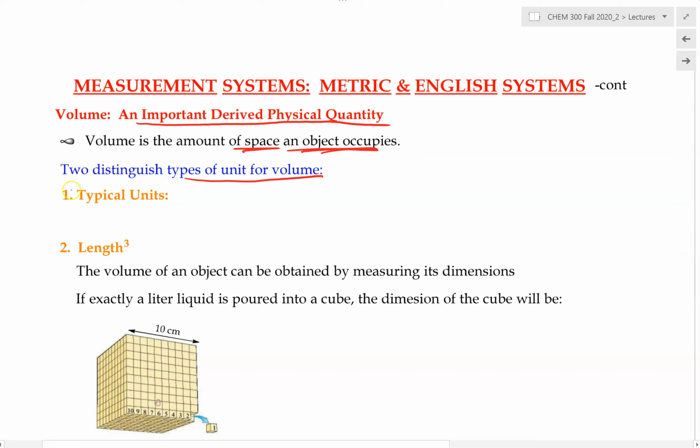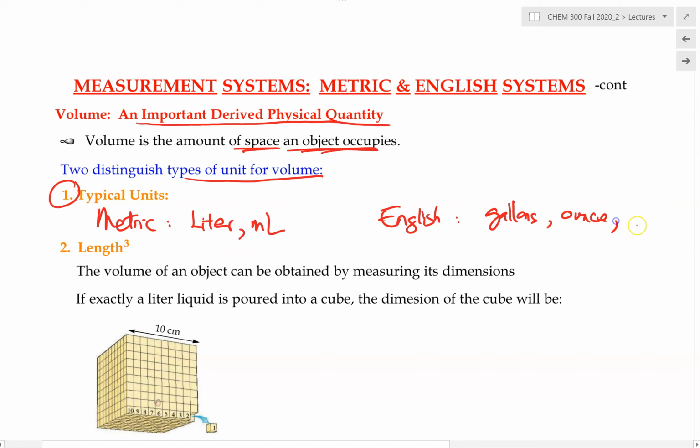The first one is something that we call the typical units. Typical units are the normal types of unit that we use for volume all the time. For example, in the metric system, some of the volume units that we use very regularly include liters or milliliters. Versus in the English system, some of the volume units that we use very often include gallon and maybe fluid ounce, etc. So these are the types of unit that we call the typical unit, because these are normal types of unit that we use for volume.